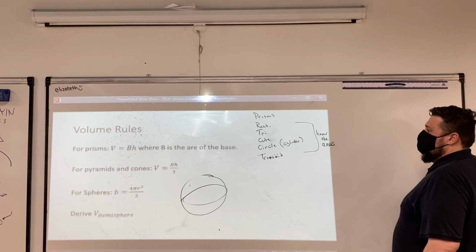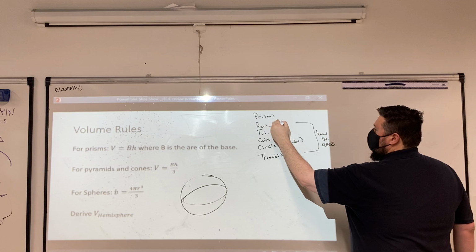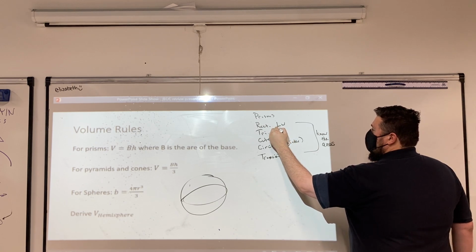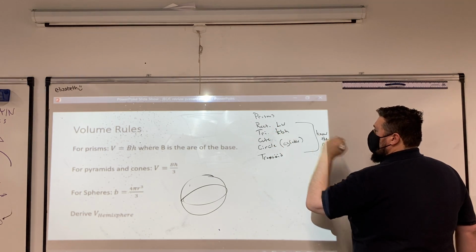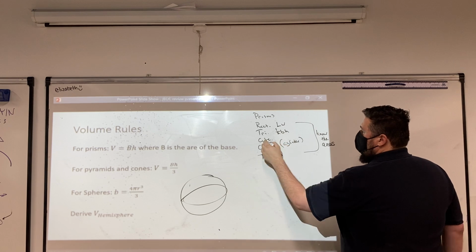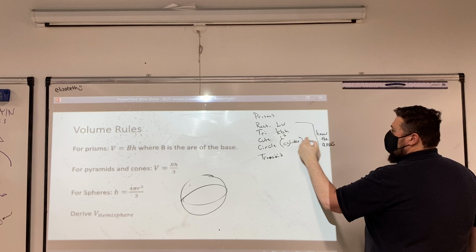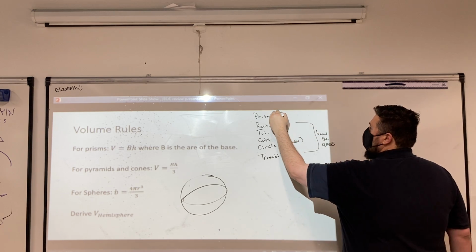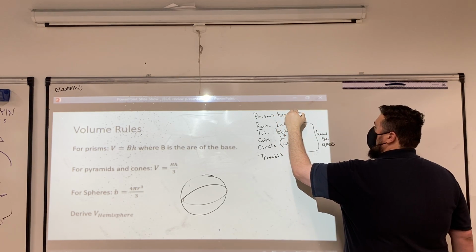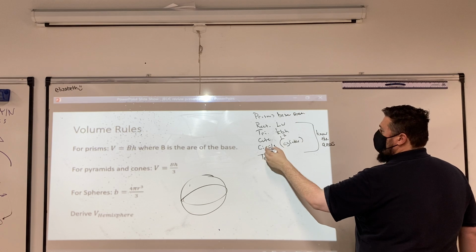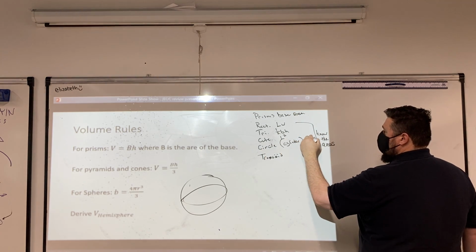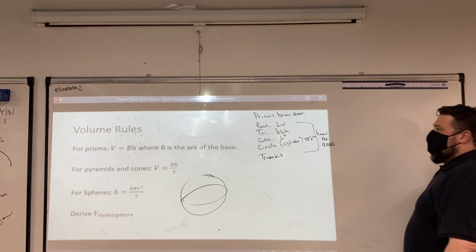This one is length times width. This is 1/2 base times height. For a cube, it's just the length squared since the base is a square. I'll write this down right now. Prism base area. And for a cylinder, the base is a circle, so it's pi r squared.